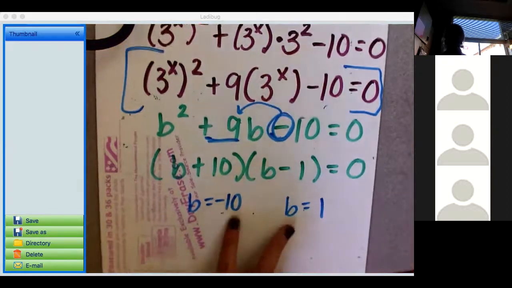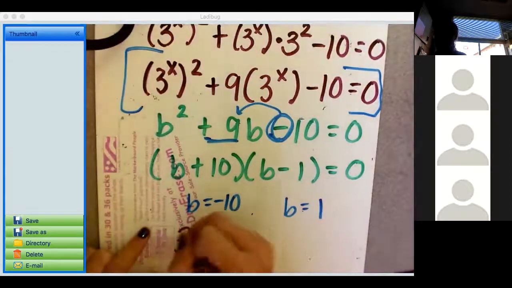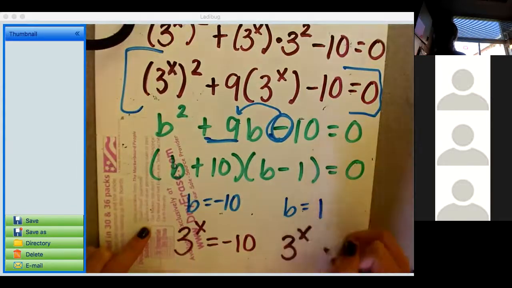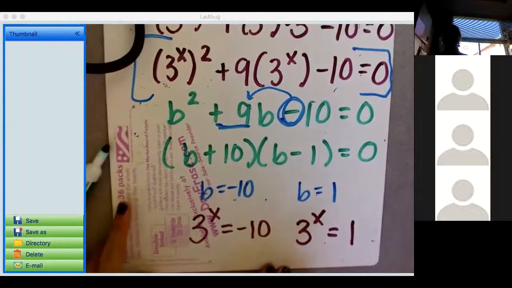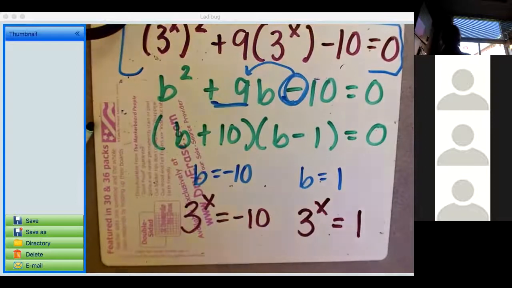I didn't start out with having b's. What did I put b in place of? So 3 to the x should equal negative 10, or 3 to the x should equal 1. Those are my 2 options. So then you solve for x. Very good. Which one won't work? Why? Tell me why.